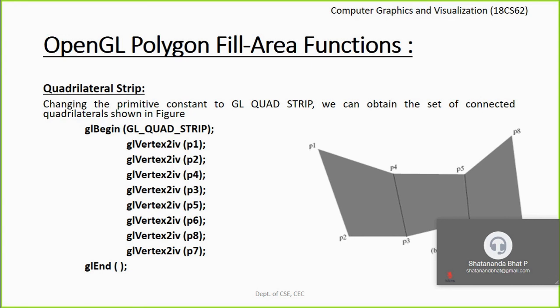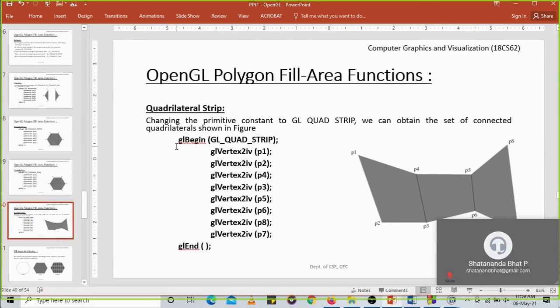If you want to generate a bunch of quadrilaterals which are connected by sharing a bunch of edges, for that we have the OpenGL primitive called GL quad strip. Okay, GL quad strip will construct a bunch of quadrilaterals taking four vertices at a time, and there will be a common edge that will be shared between these quadrilaterals. That is what we call the GL quad strip. Okay, let us briefly look at some of these particular primitives.